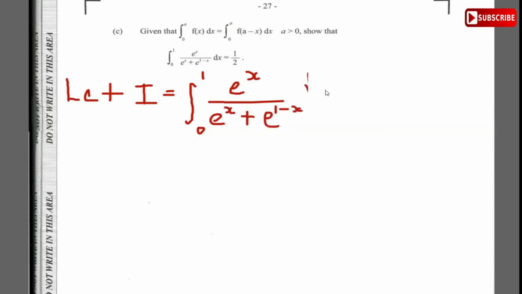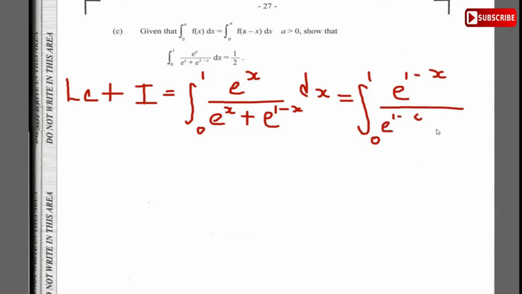So if this is what we have, what can we do? They said remember to change x to a minus x. So that's also equal to the integral of 0 to 1 of e to the a minus x. In this case, a is 1, so it's going to be e to the 1 minus x over e to the 1 minus x plus, put x as 1 minus x here, so you just get e to the x dx. Now this doesn't help me a lot. It really doesn't.